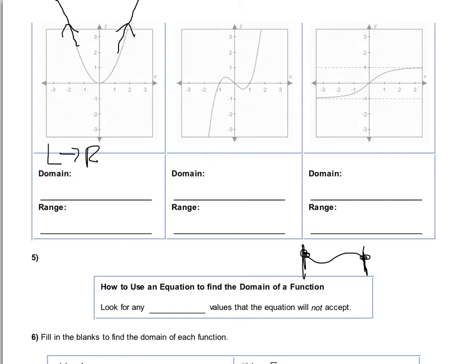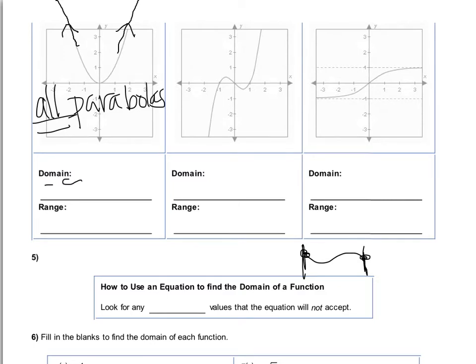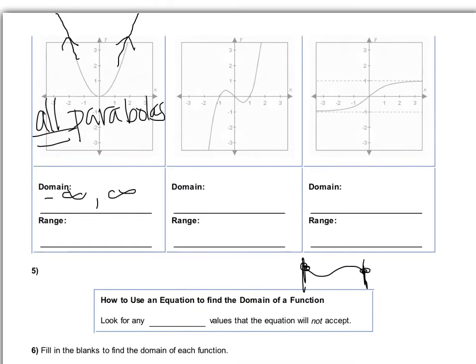And in this case, and this is true for all parabolas, every single one of them has a domain that is negative infinity to positive infinity. Or we can also write it as all real numbers. That's another way we can write that domain, all real numbers. And again, that's true for all parabolas. Our range is going to be a little bit different, and we'll come back to that in a second. Okay, so let's look at our next one.